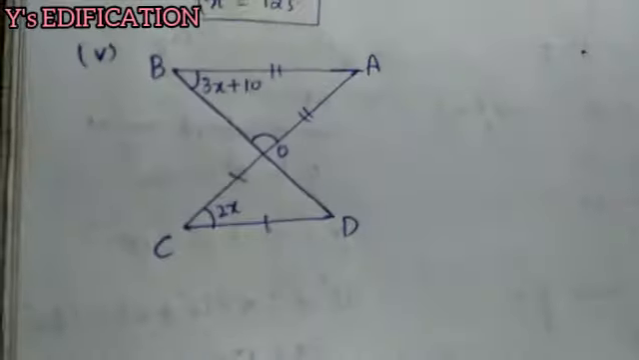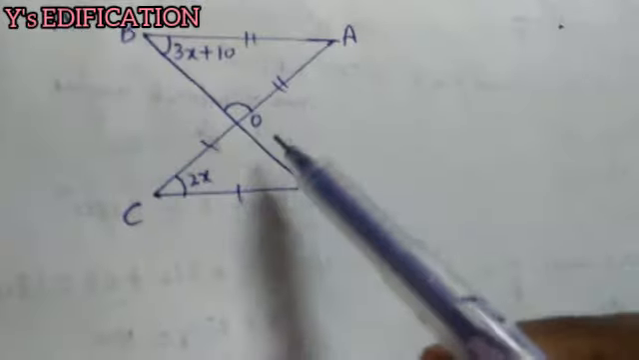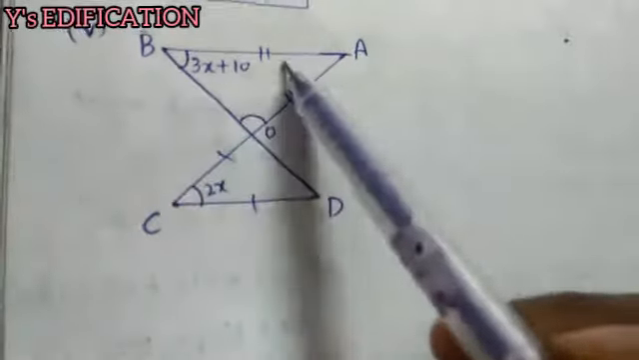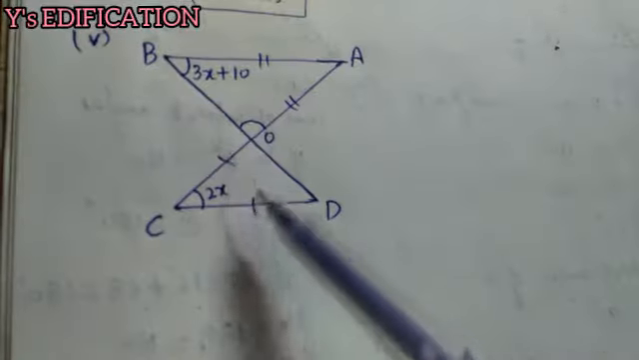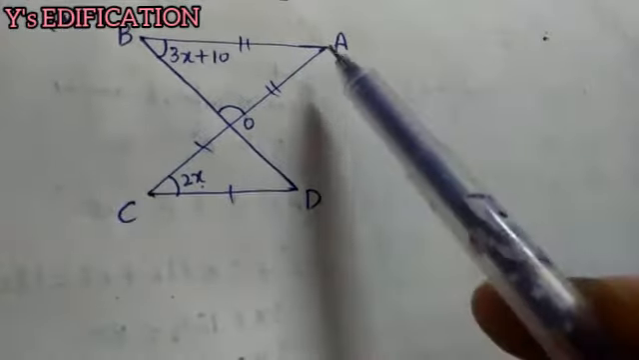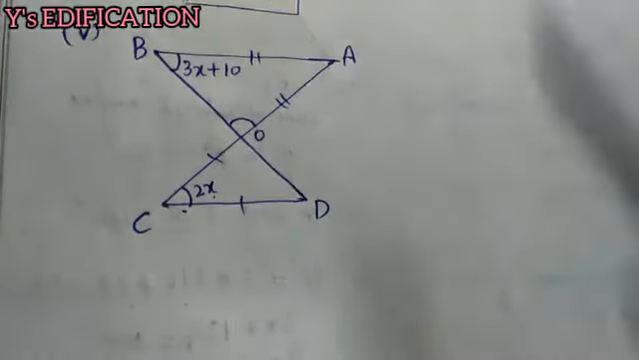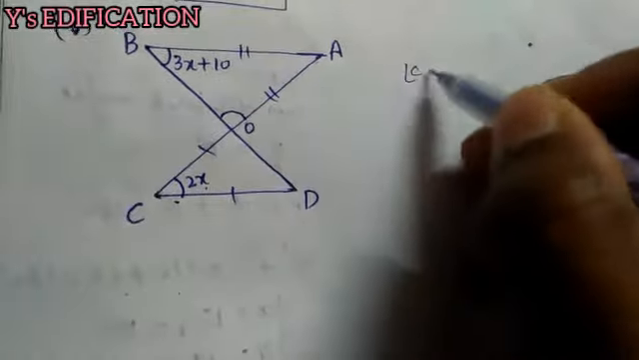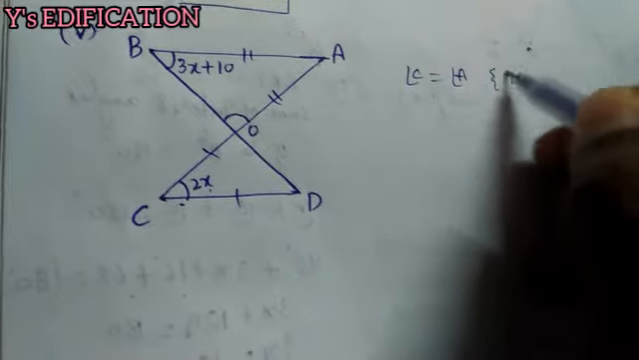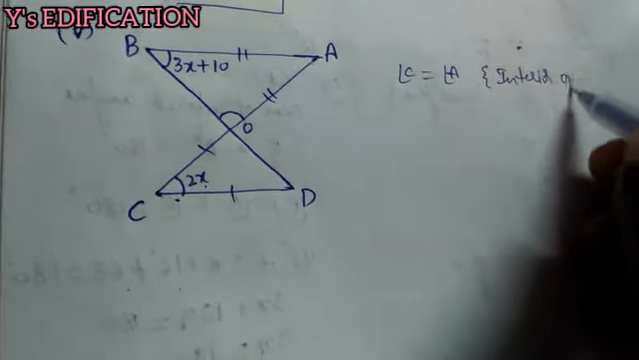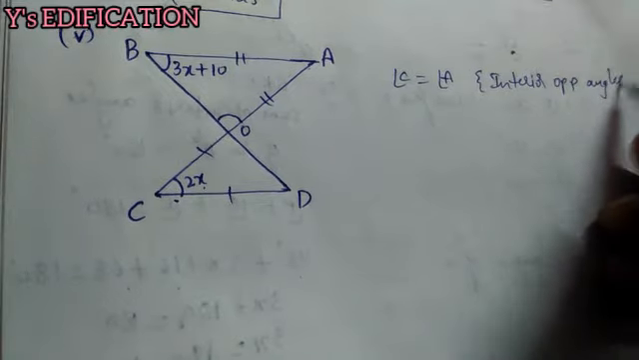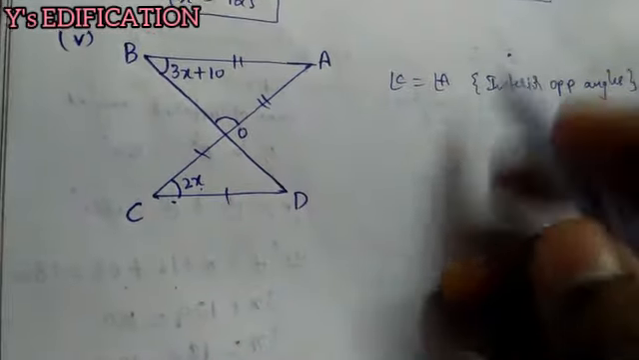Okay. Next one. In this problem, in the same way, they gave the indication that these two sides are equal and these two sides are equal. And we want to find the value of x here. If you observe this line, this is a transversal line. So angle A and angle C are opposite angles. So we can write angle C is equal to angle A. Why? Because they both are interior opposite angles. So angle C and angle A are equal.